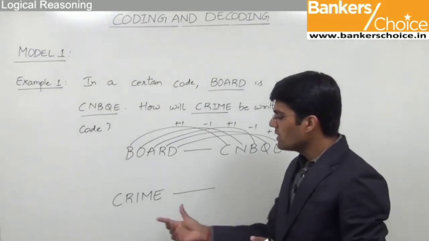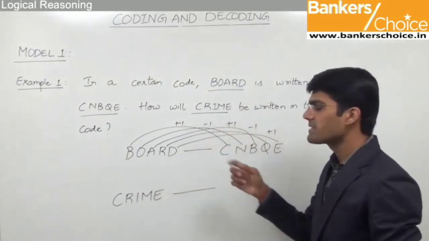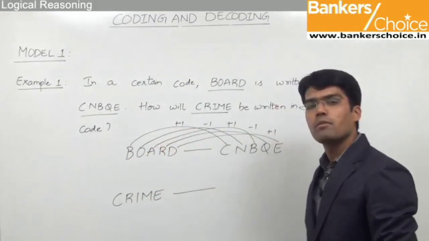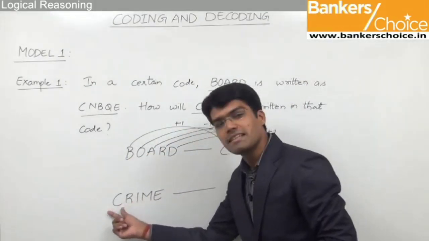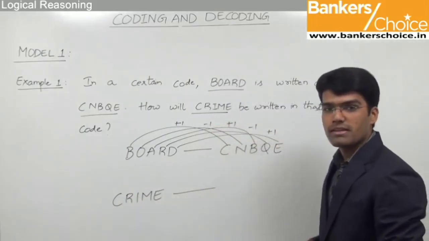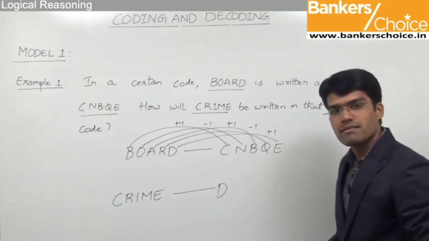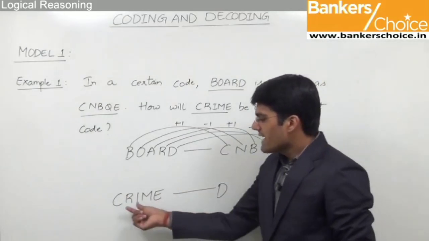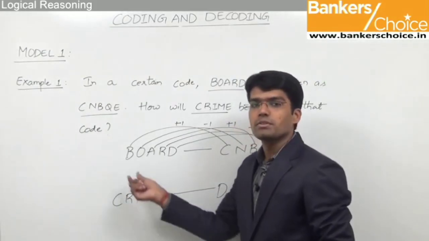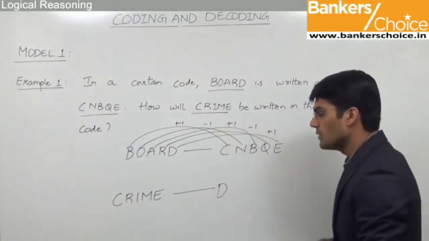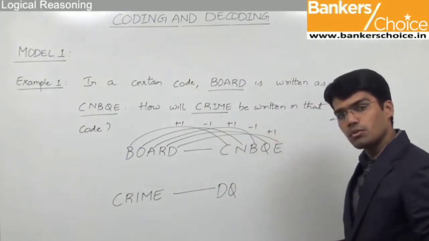Now we need to find out the code for the word crime based on the same logic. So as we know that the first letter is shifted by one position in the forward direction, let us shift C by one position in the forward direction. So C becomes D, as the letter which comes after C is D. The second letter R should be shifted by one position in the backward direction. So the letter which comes before R is Q. So next position will be Q.